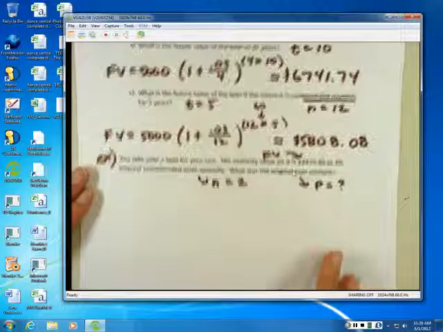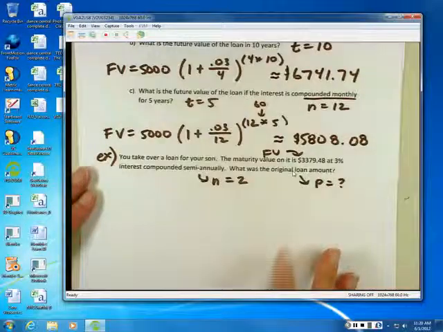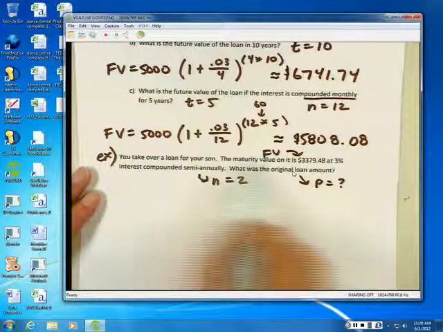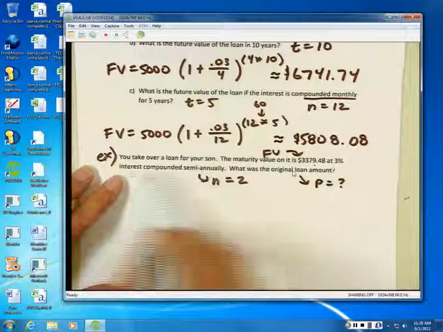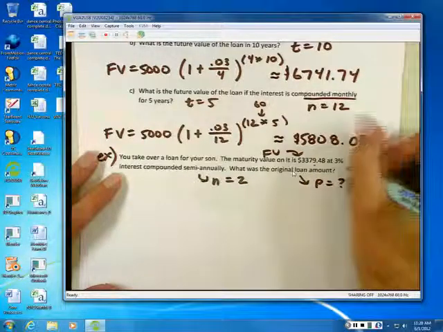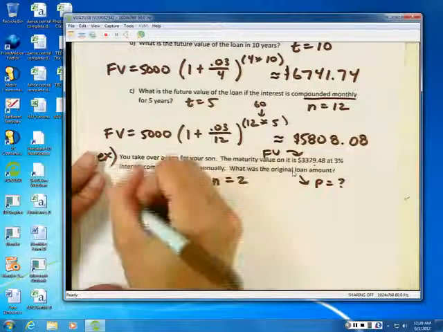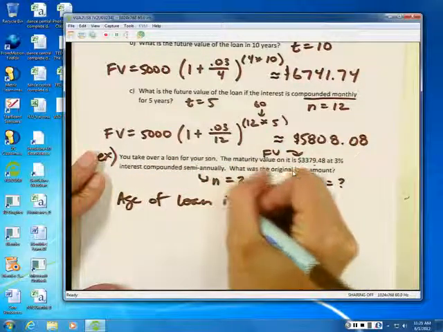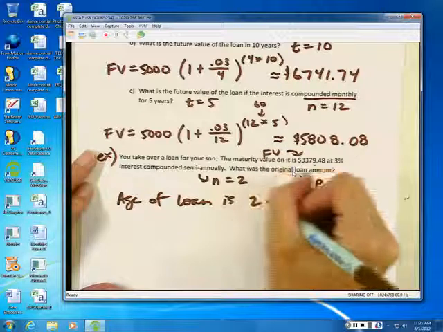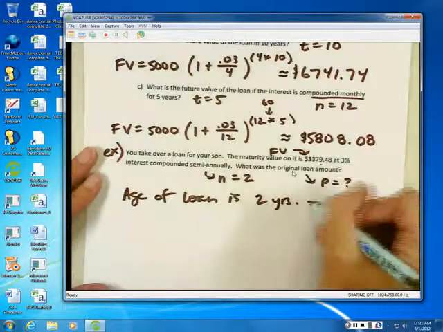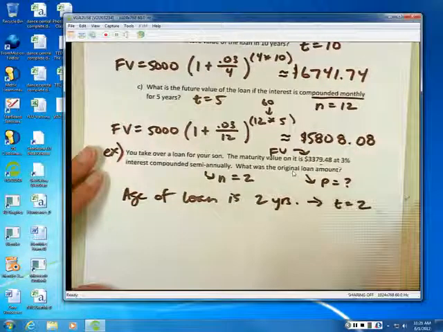I think I left off one important piece of information, and that was the T. So the maturity value is this, 3% interest compounded semi-annually. And we'll say that the age of the loan is, let's say that it's 2 years old. Okay, so the age of the loan is 2 years old, which means that T equals 2.